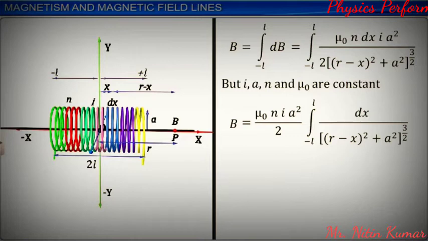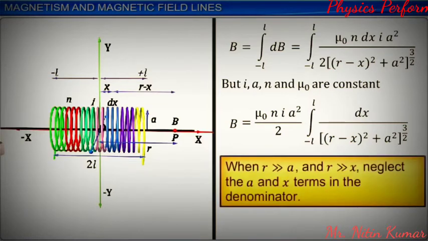When we consider the point on the axis of the solenoid at a large distance, r is much greater than a, and r is much greater than x. Hence, we neglect the terms a and x in the denominator of the expression for B.